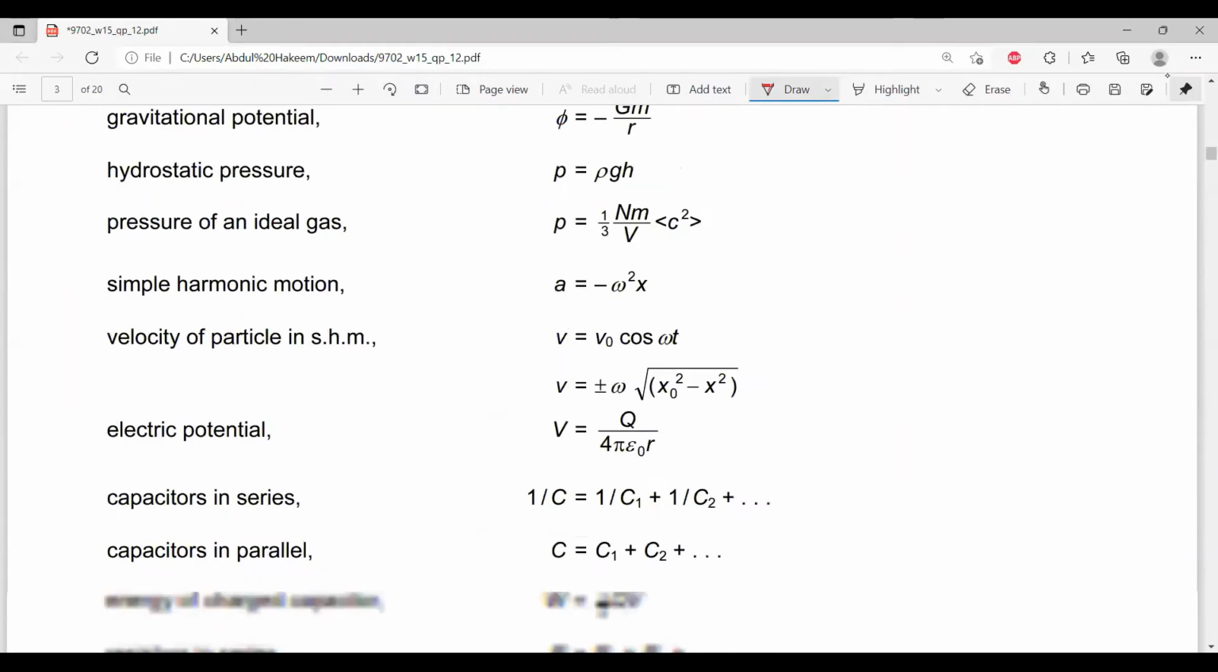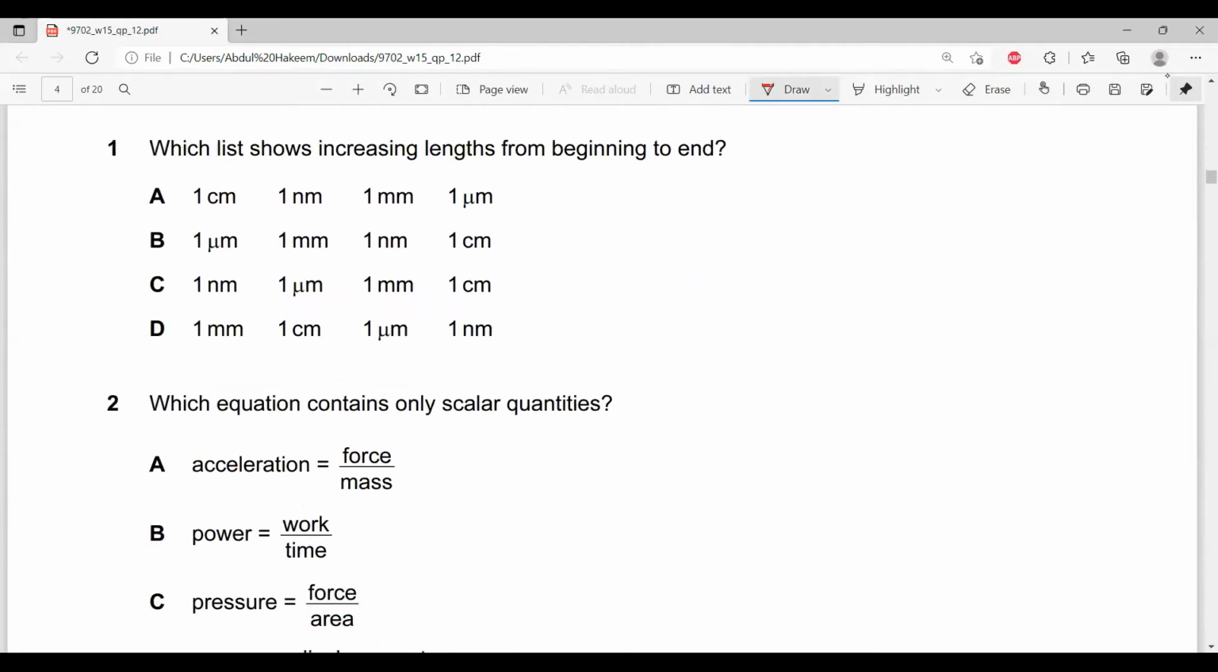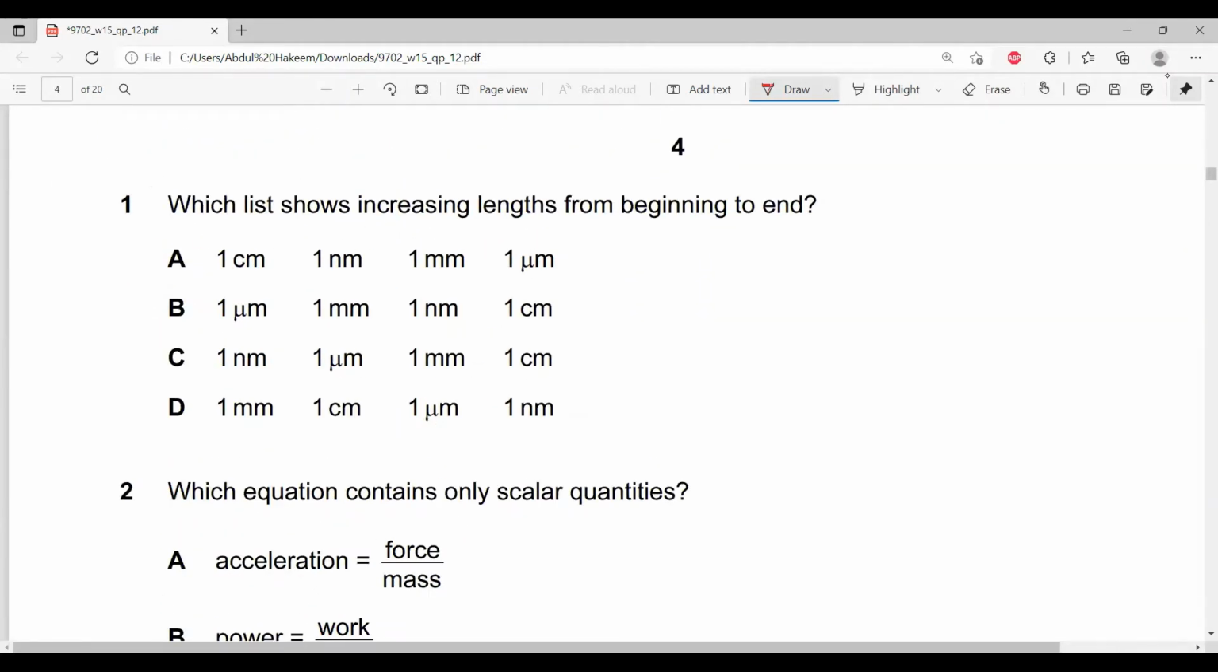So the first question is, which list shows increasing length from beginning to the end? First we have to select the smallest one because it is increasing. The smallest one is nano, then micro, then milli, and then centimeter. That's why the answer is C. This is the order in increasing length.